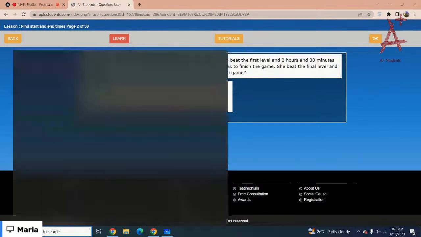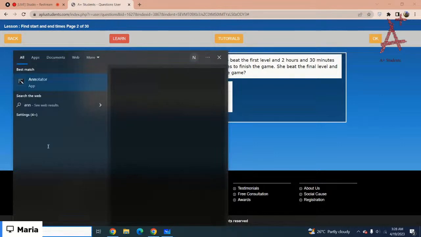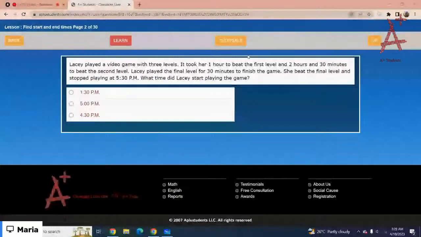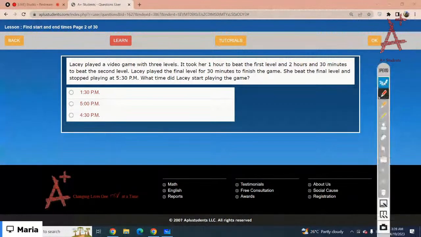So you have to calculate the time she started playing. So let's just calculate the total time. Okay, the total time is 1 hour to beat the first level, 2 hours 30 minutes to beat the second level, and 30 minutes to finish the game. You have to calculate the starting time. She ended at 5:30.